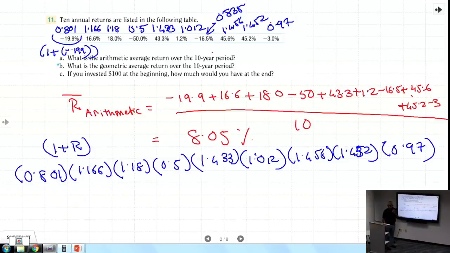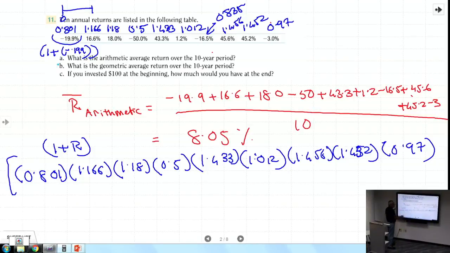Now I will have to raise this to a power, because these are my year-by-year numbers for the last 10 years. So if I invested $1 at time 0, at the end of 1 year, that $1 went down to 80 cents approximately. Then the next year that 80 cents grew by 16.6%. Then the next year that number grew by 18%, and so on and so forth.